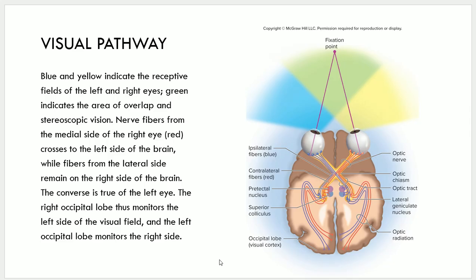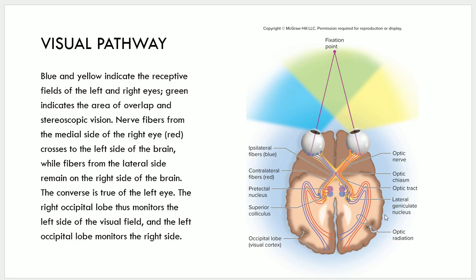You can see the right eye, the left eye. You can see the red fibers coming off the right eye, blue fibers coming off the left eye. Some of these fibers actually go to both sides. So the red's not necessarily all going this way and the blue's not necessarily all going this way. You have some fibers that go that way and some that go this way. So they are actually going to both sides of the brain.